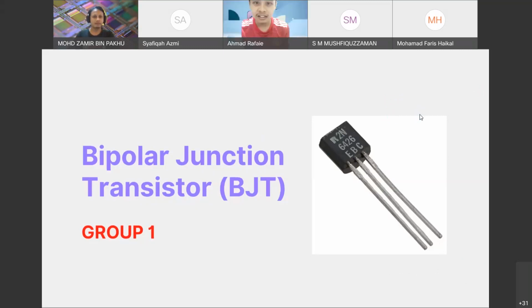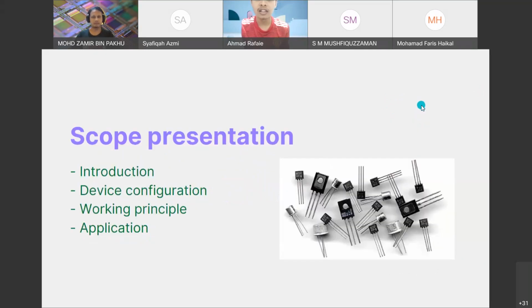Hi, and a very good afternoon to Dr. Zamir and all my fellow friends. My name is Ahmad bin Mat. Together with Amirul, Arisha, Cornelia, and Akila, we will present one of the semiconductor devices, which is the bipolar junction transistor, or BJT. This is the scope of our presentation today. It consists of introduction, device configuration, working principle, and also the application. So next.